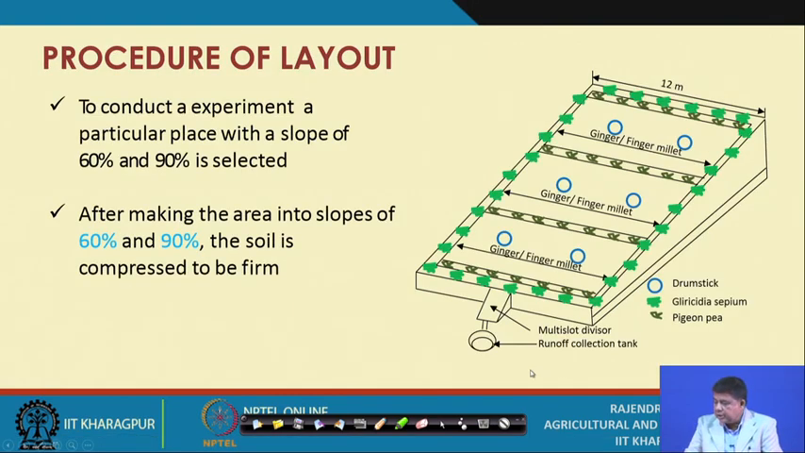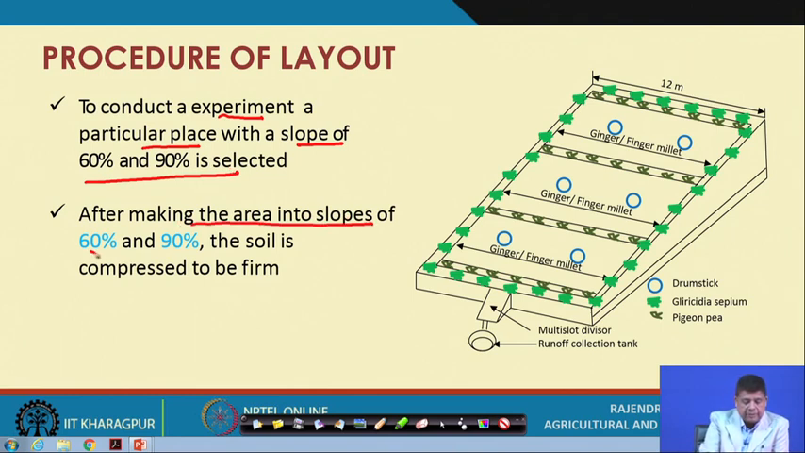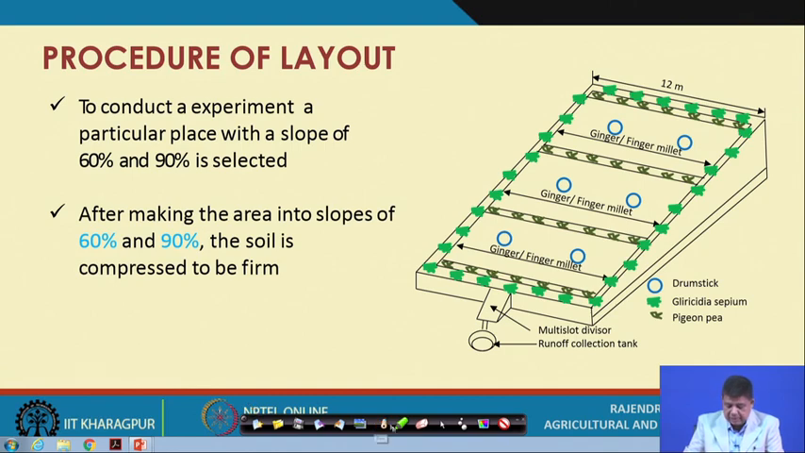Then coming to the procedure of layout, just to give an idea about how these are used in field conditions. For conducting an experiment, we have to select a particular place with a slope of say 60 and 90%. The slope could vary, and after making the area into slopes of 60 and 90%, the soil is compressed to be firm. Soil conditions have to be made such that they are in natural condition, that is, the bulk density of the natural soil has to be preserved.